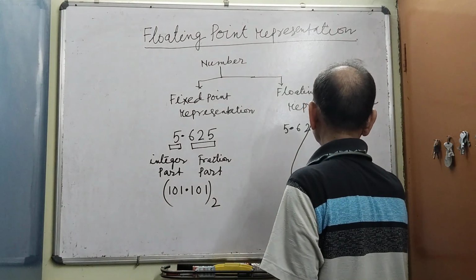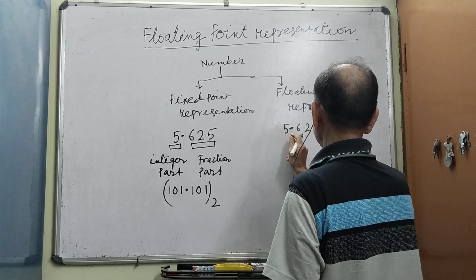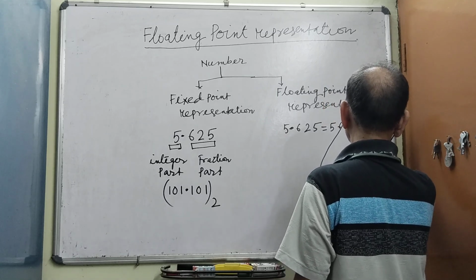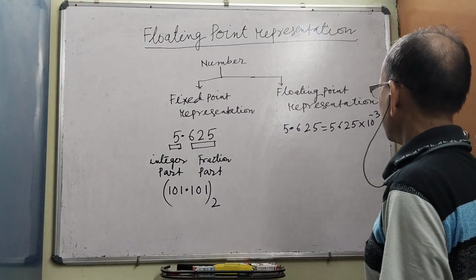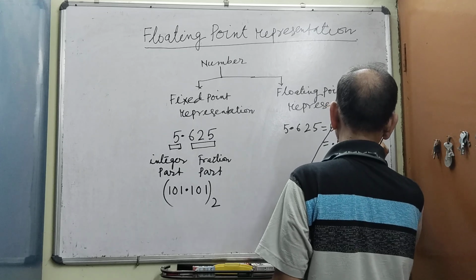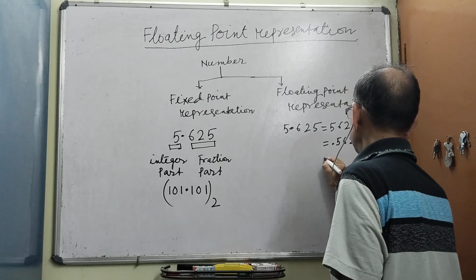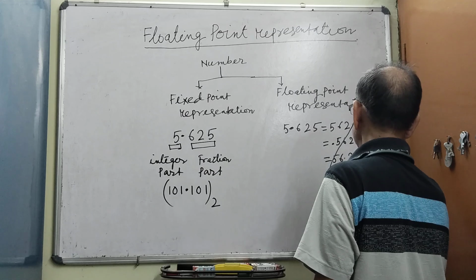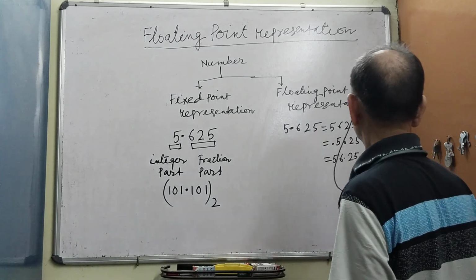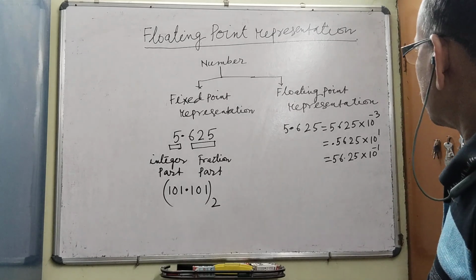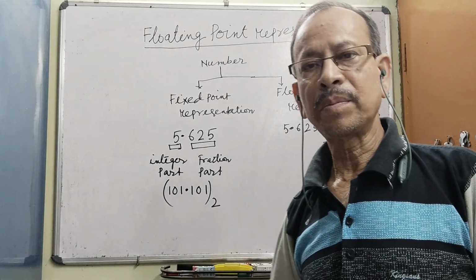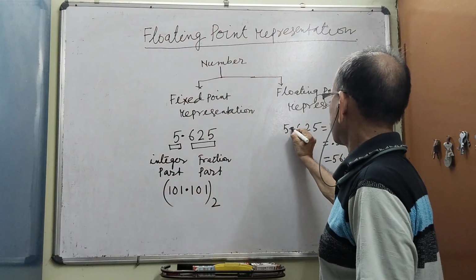Now you can write, in this way you can write, that is 5625 into 10 to the power minus 3, or you can write 0.5625 into 10 to the power 1, or you can write 56.25 into 10 to the power minus 1. Okay, so you check it, this portion is not fixed, this is the float. That is in case of floating point number, the radix point or decimal point floats, that is not fixed.